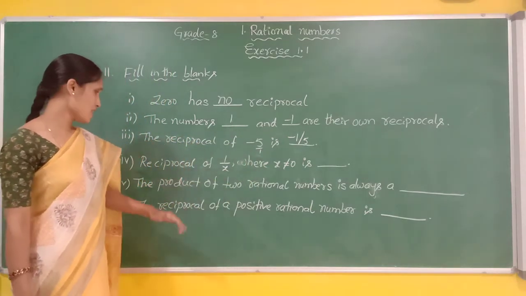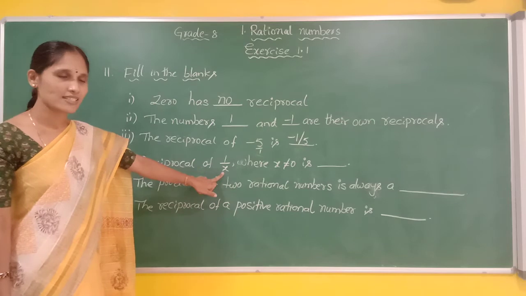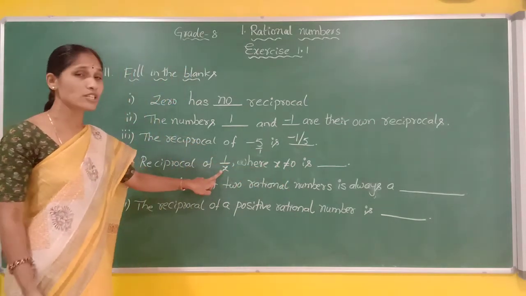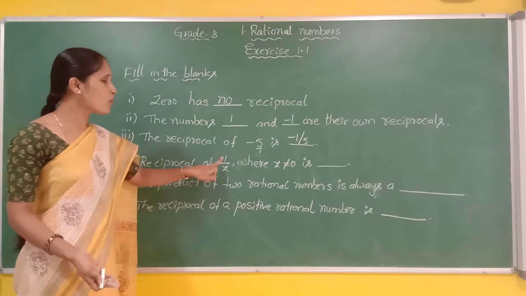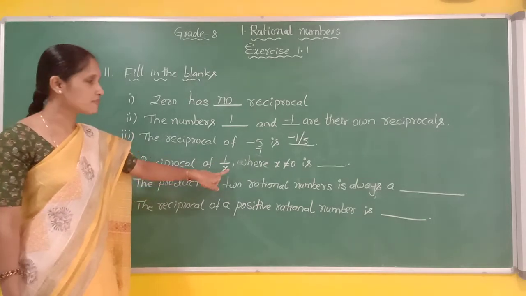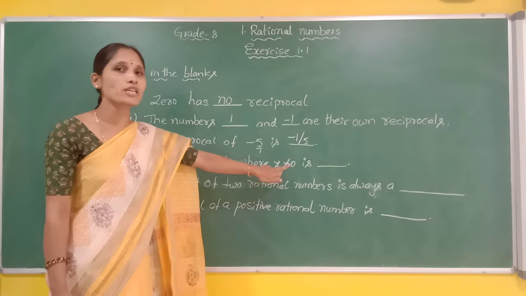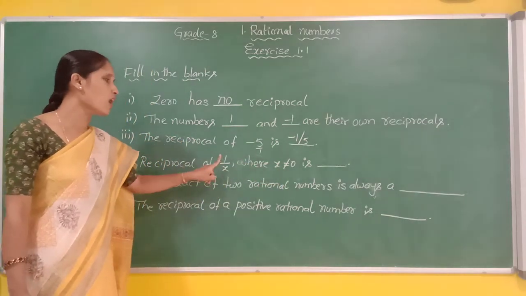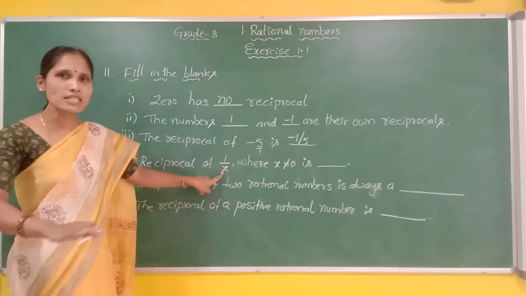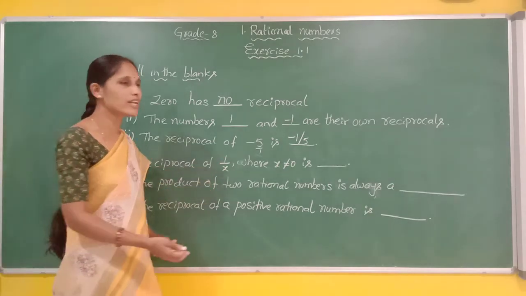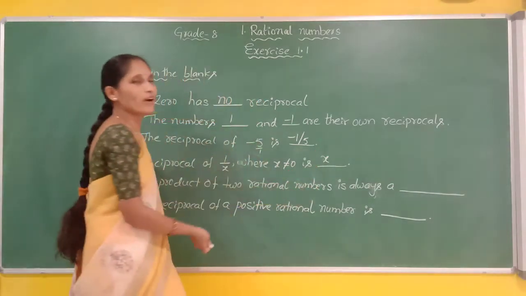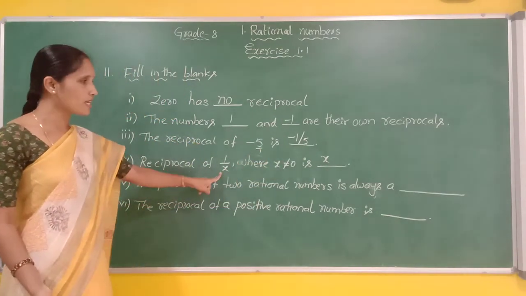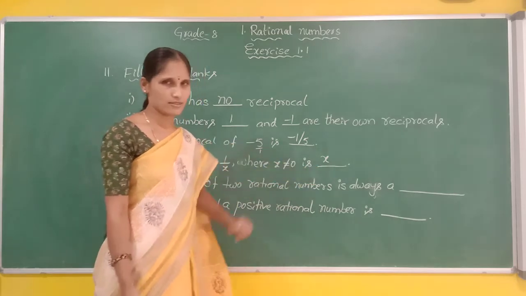Next one. Reciprocal of 1 by x, where x is not equal to 0. Yes children, if x is equal to 0, what happens? That value is not defined. That's why they given particularly x value is not equal to 0. Okay. Then now tell me, what is the reciprocal of 1 by x? That is x by 1, that is equal to x only. So, the reciprocal of 1 by x is x.